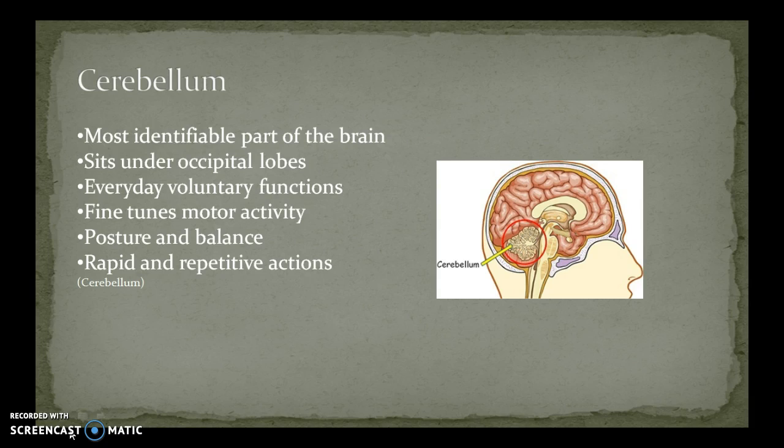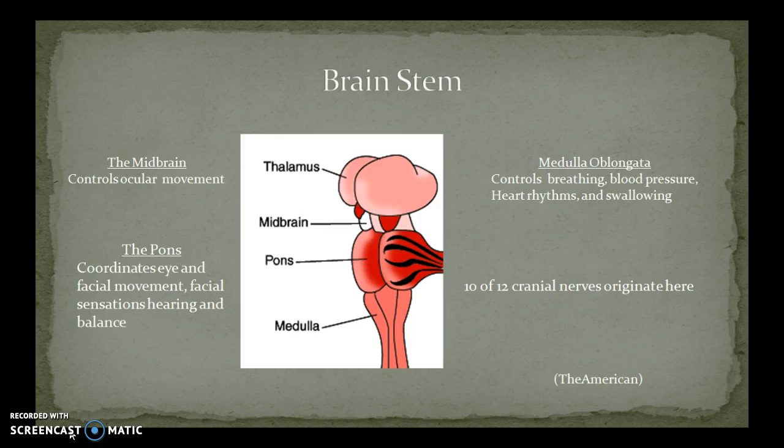The cerebellum is the most identifiable part of the brain. Its two hemispheres and a highly folded surface make it similar in appearance to the cerebrum. It sits under the occipital lobes, and it deals with everyday voluntary functions like walking. It fine-tunes our motor activity. It helps with posture and balance, and also aids in rapid and repetitive actions like playing video games. The cerebellum is believed to be much older than the cerebrum evolutionarily.